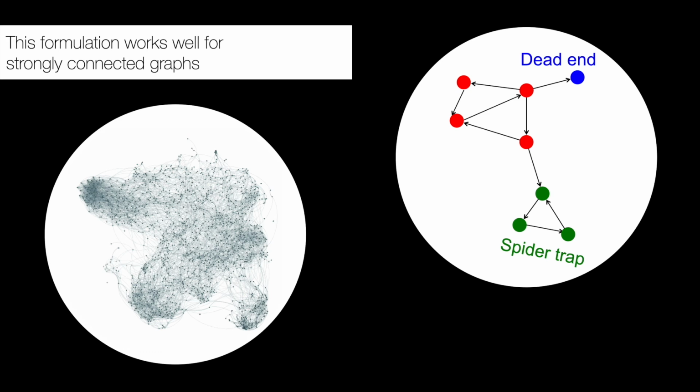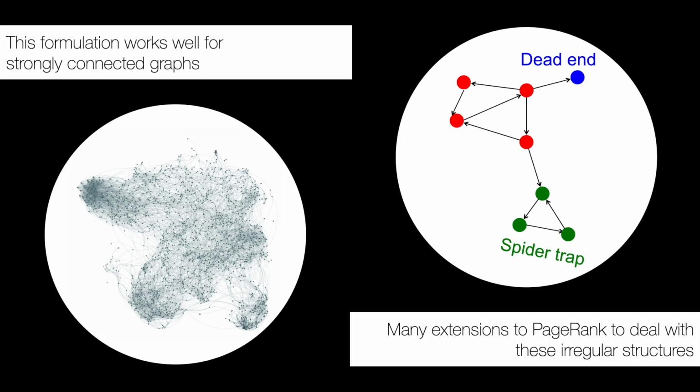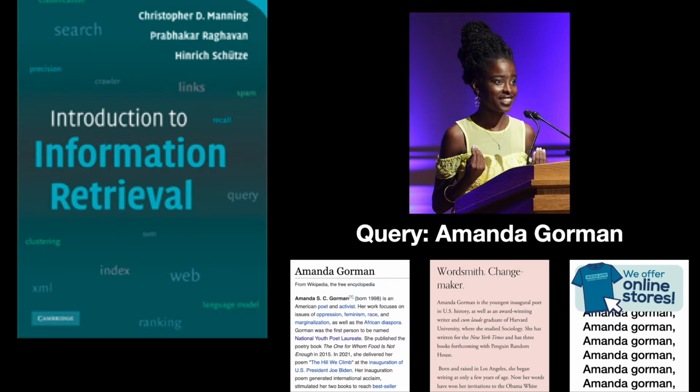There are dead ends and neighborhoods in the graph that once you're in, you can't get out of. The book refers to these as dead ends and spider traps. So we have to make extensions to PageRank to deal with these irregular structures, either through teleporting or random restarts, these kinds of things. The book has more insight into this.